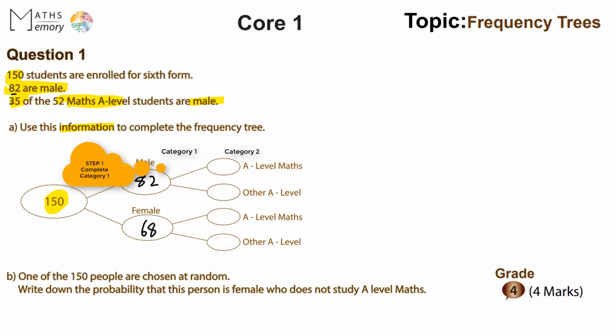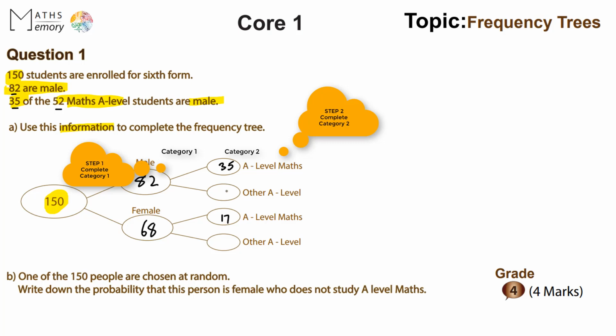Now in this question it says 35 of the 52 Maths A-level students are male. So where does that leave us? Of the male ones, 35 are over here because they're the ones who do Maths A-level. The rest, the females, must be doing the ones over here, which is going to be 35 plus something is 52, which is 17. So 35 plus 17 is 52. That's the total number of A-level students.